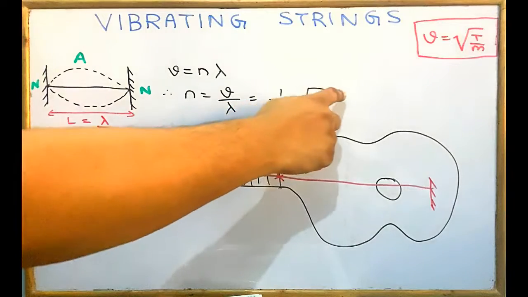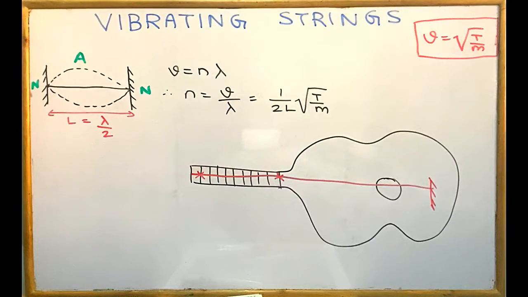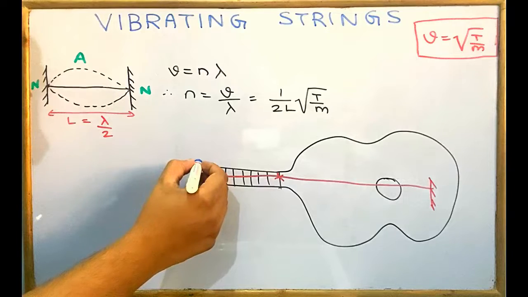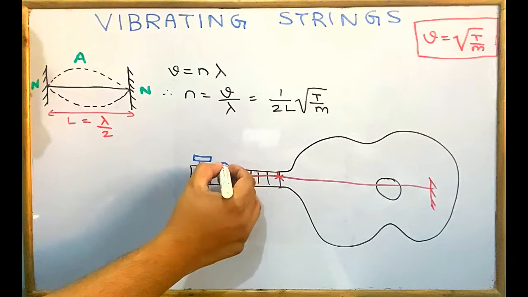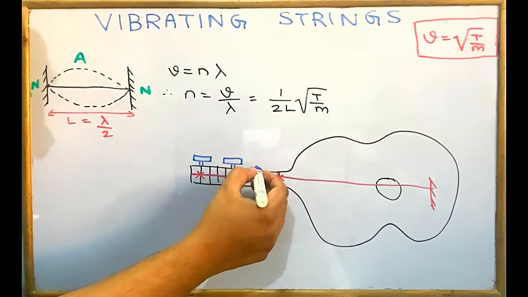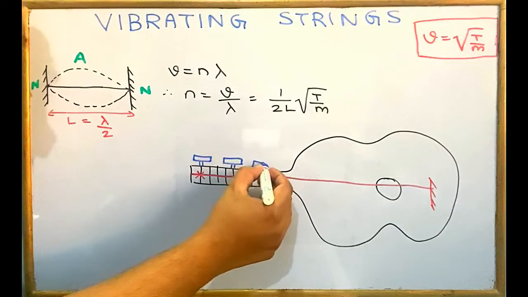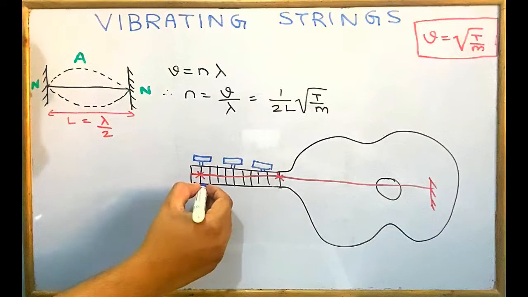Second, the frequency is proportional to root of the tension. This also can be very easily confirmed if you have noticed the guitar carefully. There will be some knobs here. There are a few knobs. Usually there are 6 strings on a guitar, 3 above and 3 below.